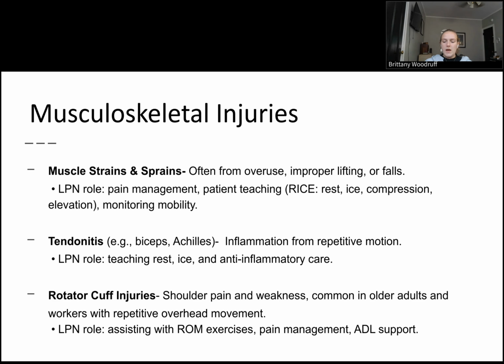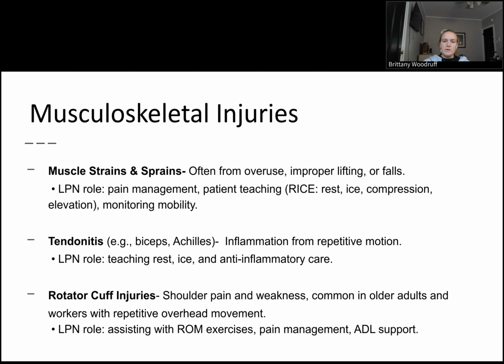Okay, so next we're looking at musculoskeletal injuries. Okay, you're gonna see all this stuff. It's probably gonna come up in your nursing at some point. So it's good to be familiar with these things. I don't know if these are necessarily in your textbook, but like I said, we're trying to do more fundamentals integration, so that's where these are coming from.